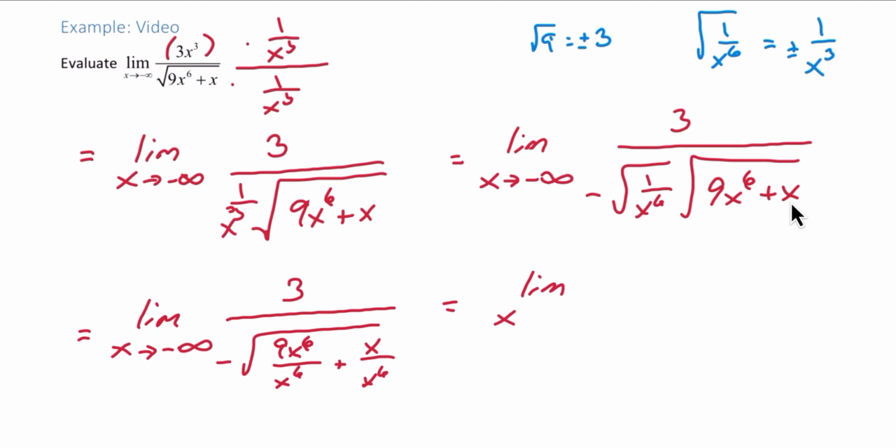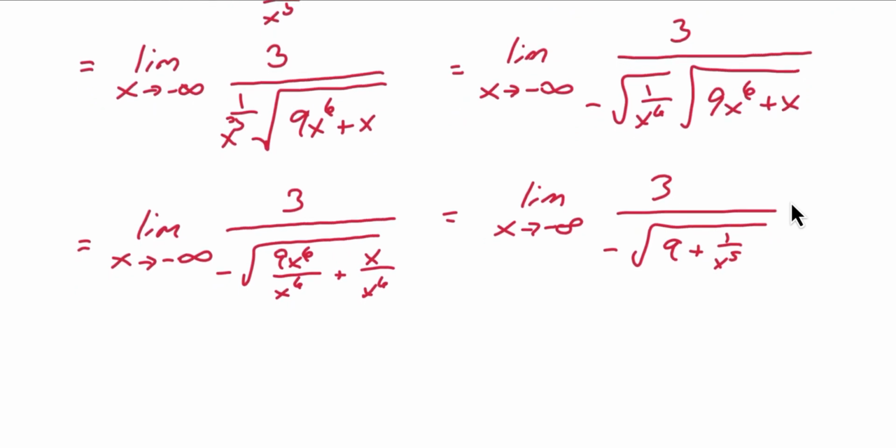Limit as x approaches negative infinity of 3 over the square root of 9 plus 1 over x to the 5th. Now we can evaluate the limit.